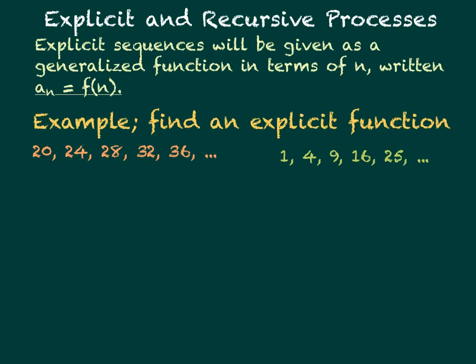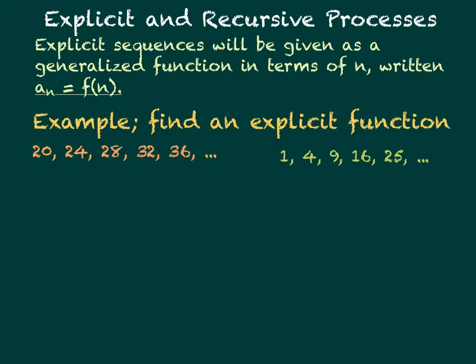Explicit and recursive processes. An explicit sequence will be given as a generalized function in terms of n, and it will be written as a sub n equals f of n. Let's do some examples to understand how to create these sequences. Find an explicit function for the sequence 20, 24, 28, 32, 36.